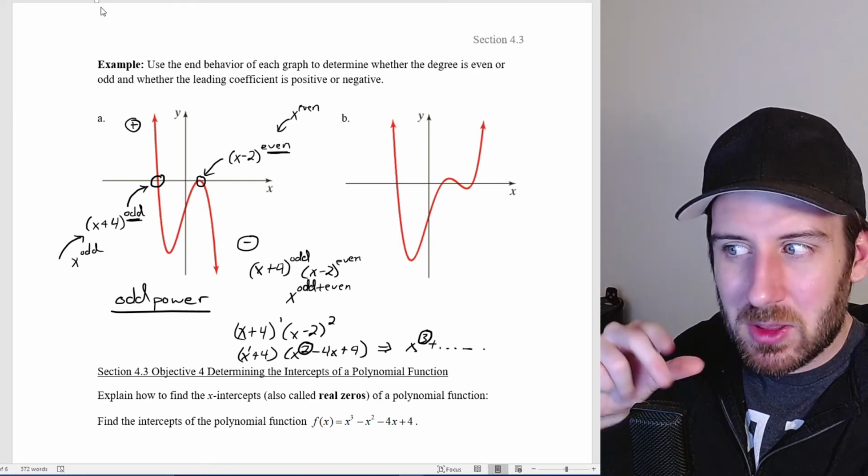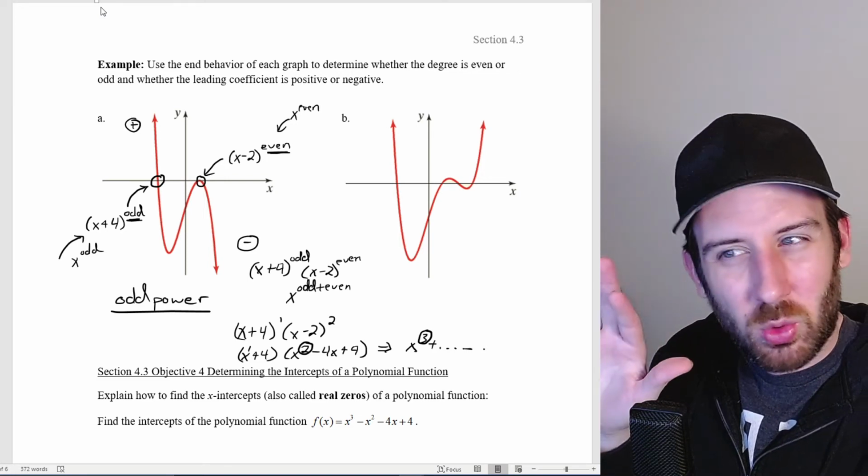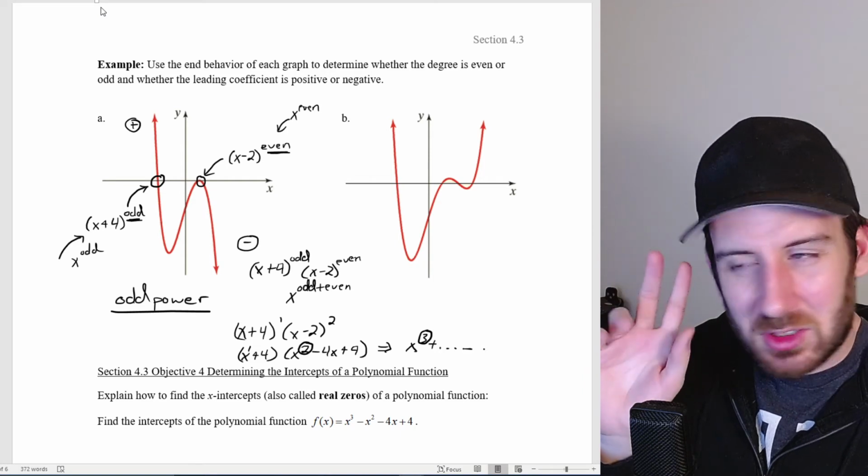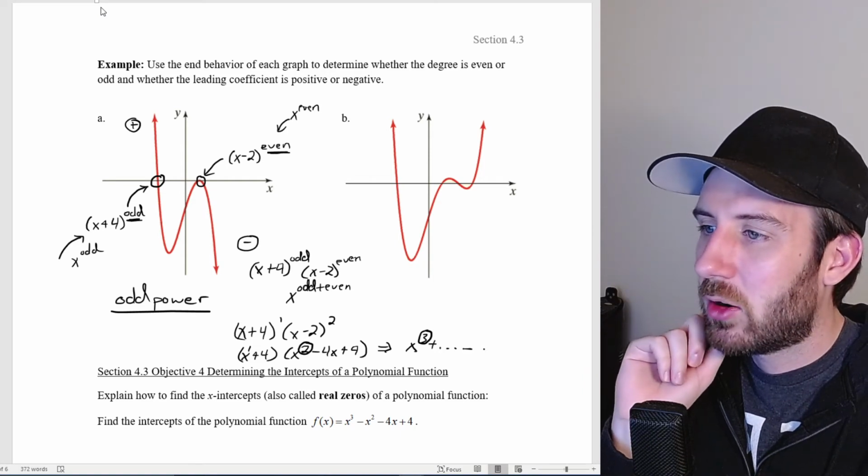So the odd power seems to be nice and confirmable from any way you look at it, either from looking at the end behaviors, looking at how many things cross versus how many things touch, and comparing those exponents, adding them all together.